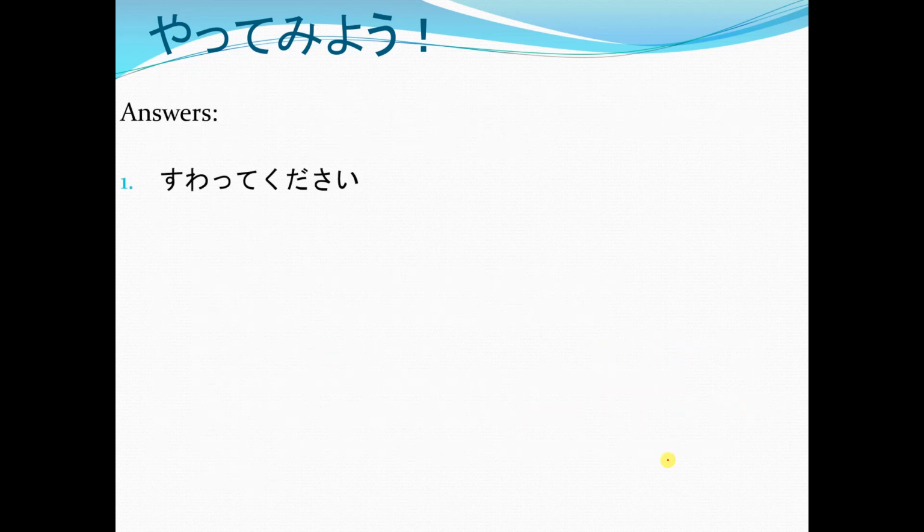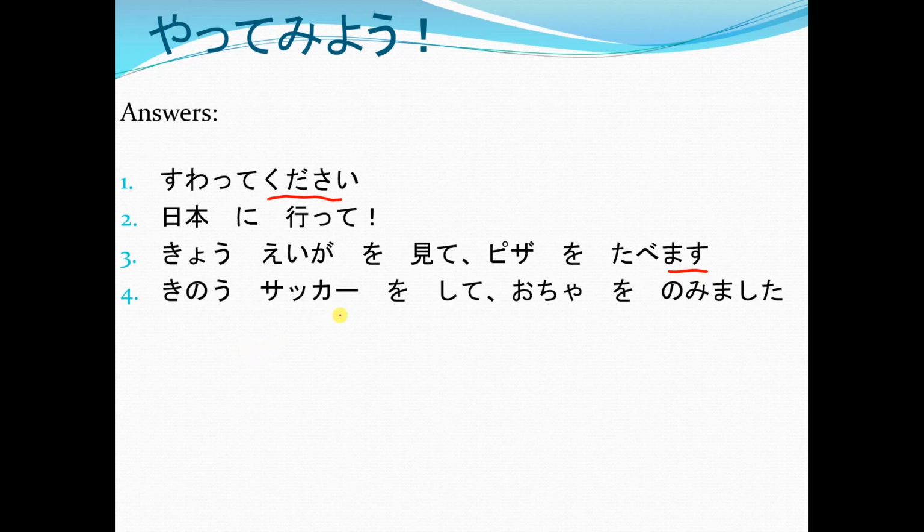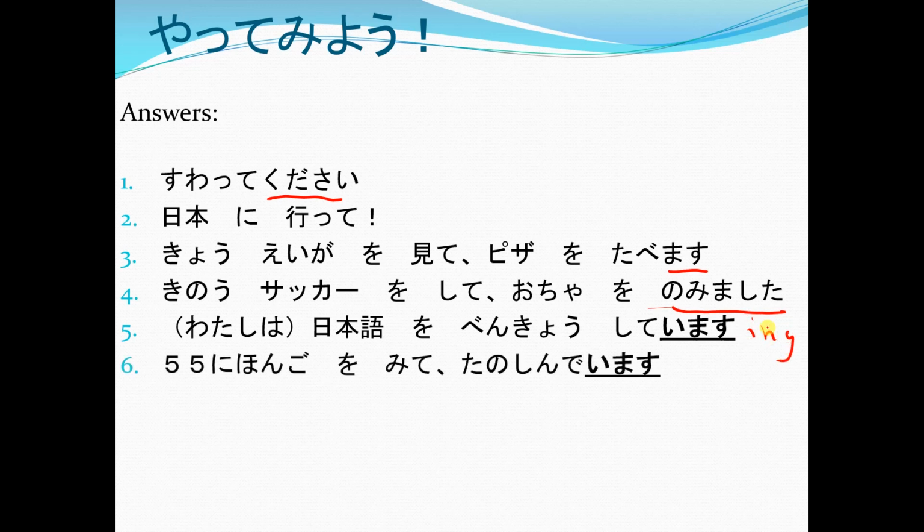1. 座ってください. 日本に行って. Difference in formalities. てください, please do something as opposed to just do it. Go to Japan. 今日映画を見てピザを食べます. This is the present tense. 昨日サッカーをしてお茶を飲みました. The end determines the tense. 飲みました, past tense. Drank. 私は日本語を勉強しています. ing, present participle. 午後日本語を見て楽しんでいます. Again, present participle.